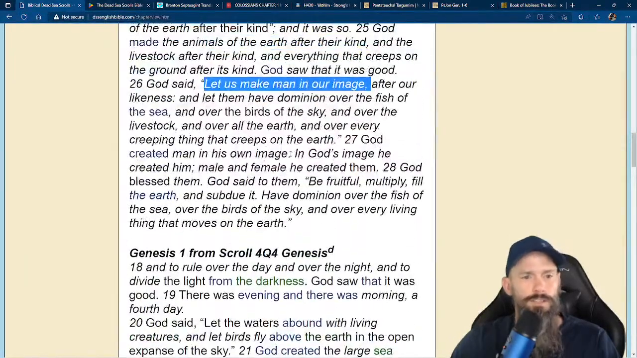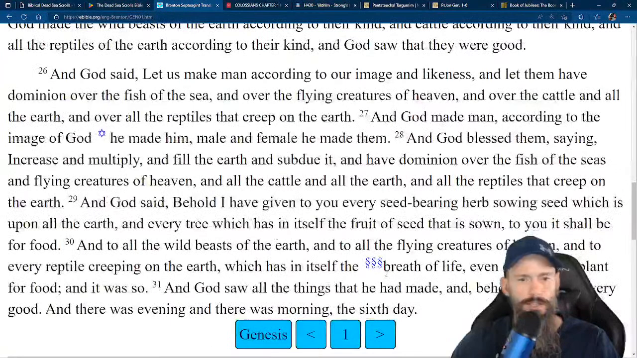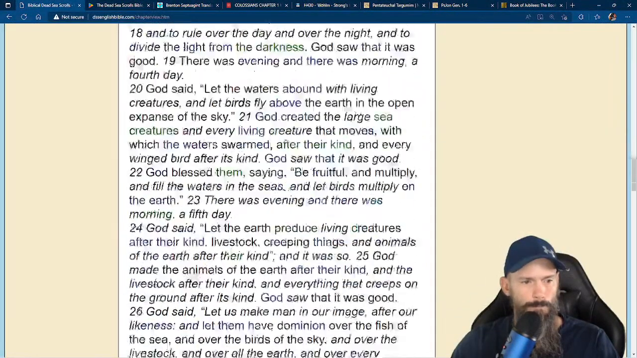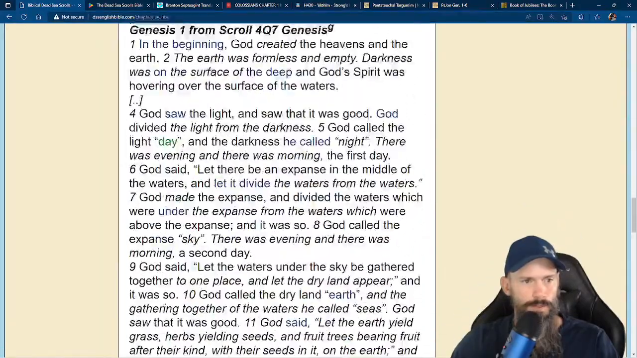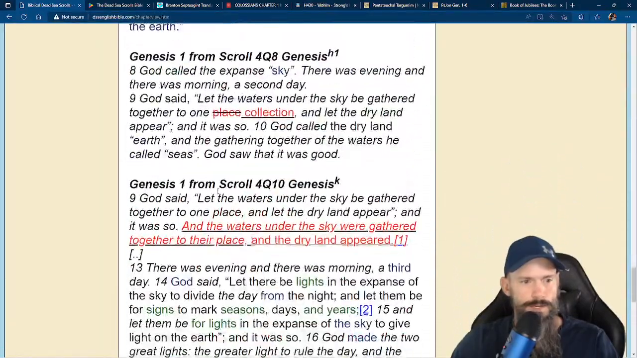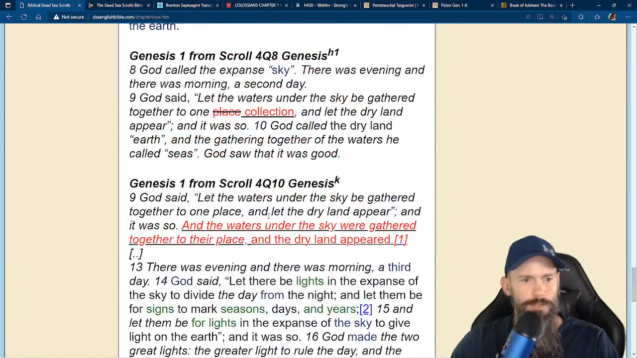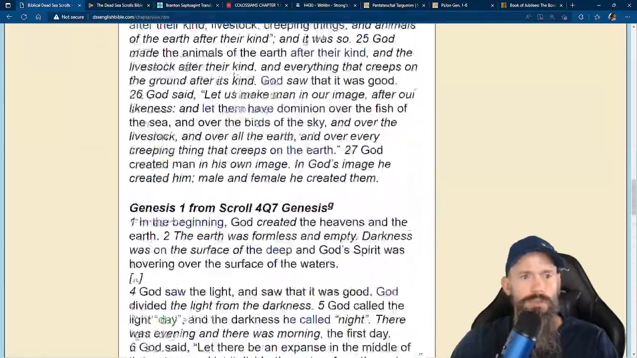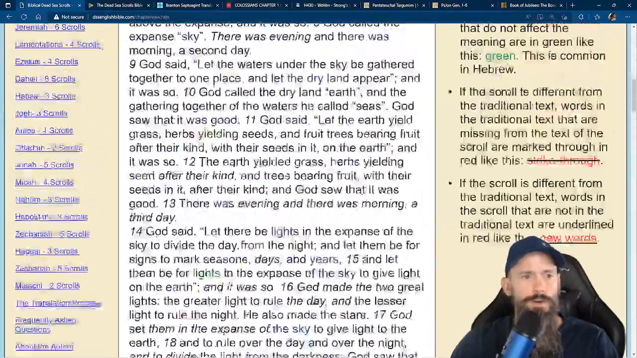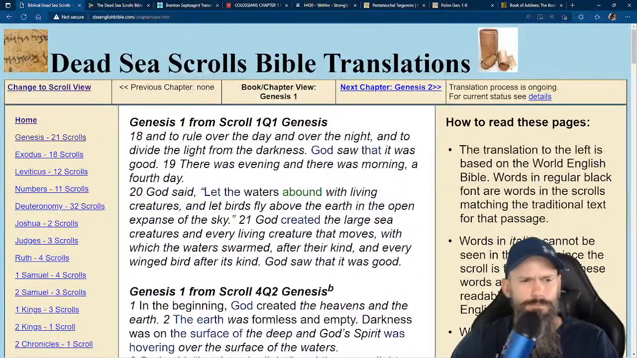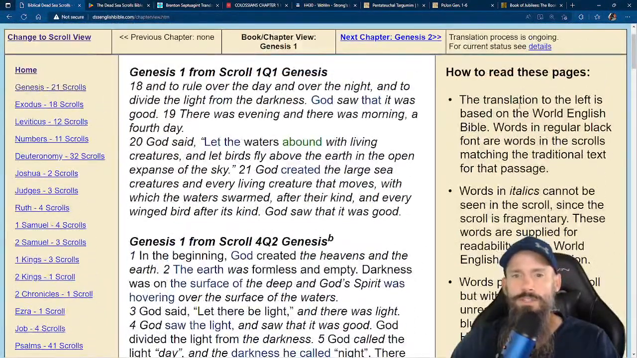So we got 28. Goes to 28. 29. I may go through and highlight some of these different changes they got here, but it's going to be hard to read every single scroll. So you should have gone over this to begin with.